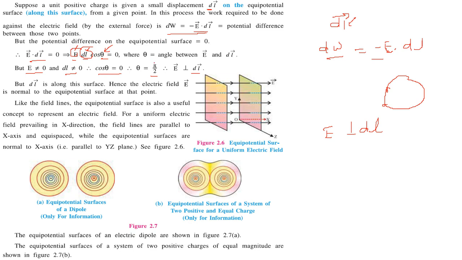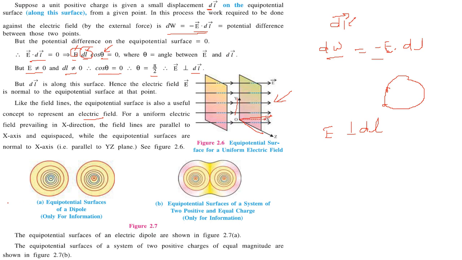Like electric field lines, the equipotential surface is also a very useful concept to represent the electric field. For a uniform electric field prevailing in the x direction, the field lines are parallel to the x-axis and equally spaced, while the equipotential surfaces are normal to the x-axis. That means they are parallel to the yz plane. You can see here the equipotential surfaces for a uniform electric field, where this is y, this is z, and this is x. This is how you can observe the electrostatic potential or electric field.